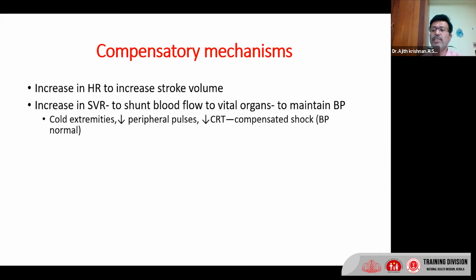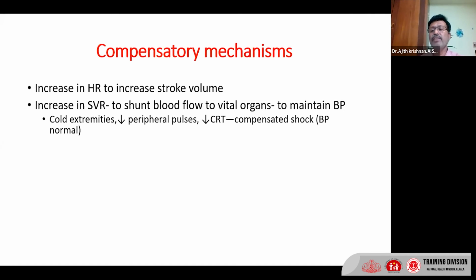The circulation to the skin is reduced, so that there is a shunting of blood flow to the vital organs, and the BP is also maintained. So you will get a maintenance of BP with the periphery being affected. Peripheral, that is skin perfusion, may be affected. You will get mottling, or you will get cold periphery, and the peripheral pulses are weak.